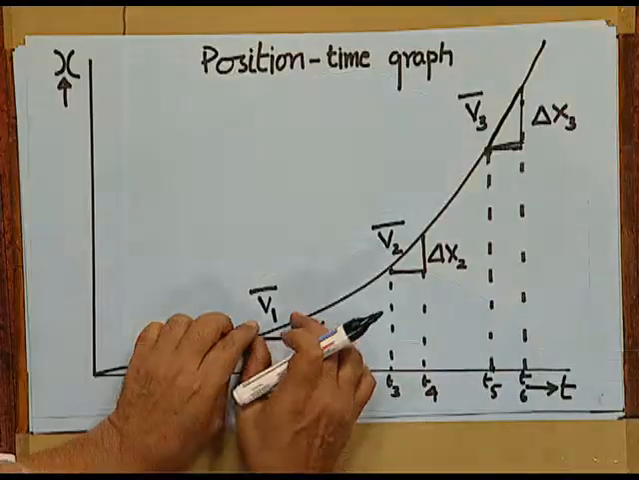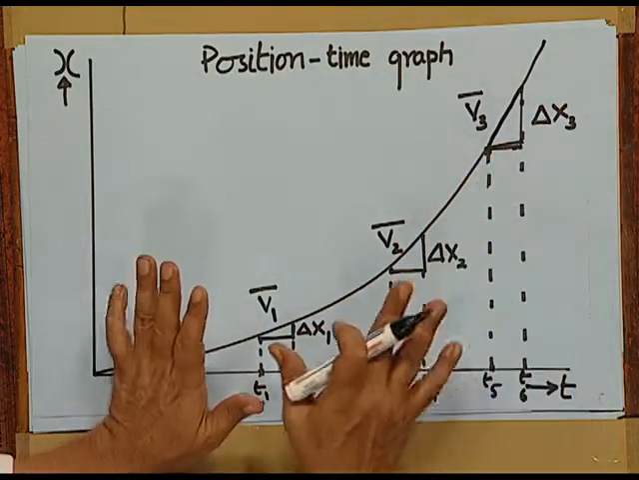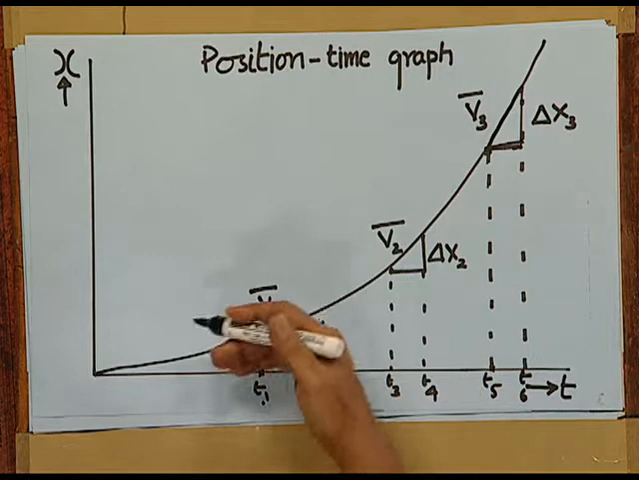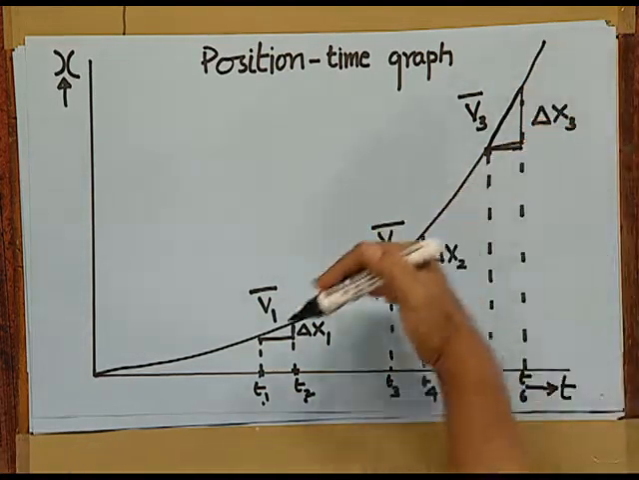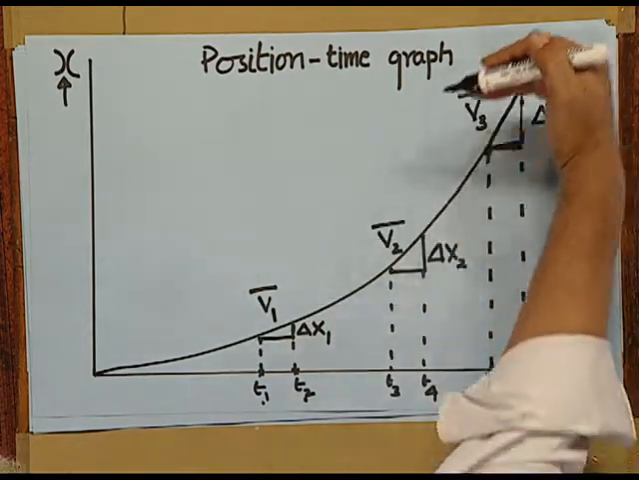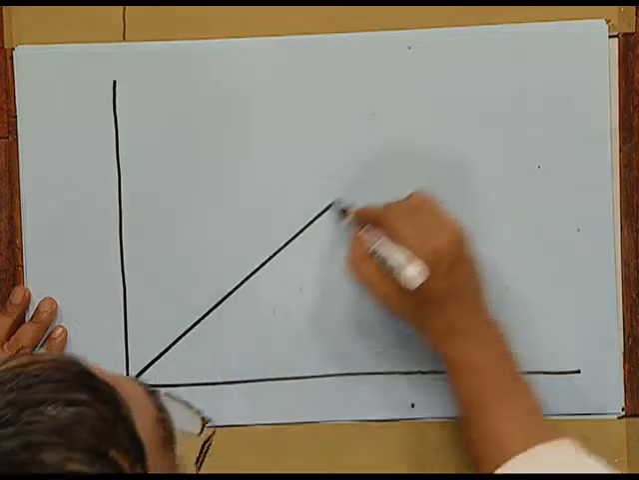What does it mean? The average velocity goes on changing. So, if the position time graph is a curve like this, the average velocity goes on changing with time. Then what kind of graph do we expect for a position time graph of an object which is moving with constant velocity? Can you think? Look at this graph.